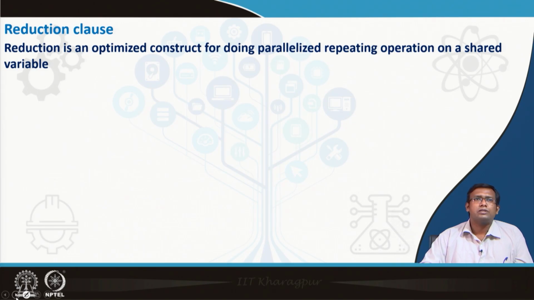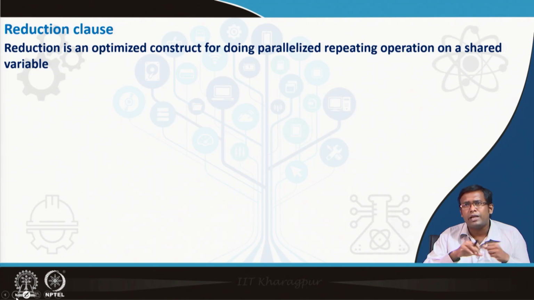Another very important clause is the reduction clause. Reduction is an optimized construct for doing a parallelized repeating operation on a shared variable, and it is often required. We will see an example later: one particular shared variable is there, and multiple threads are trying to do a summation of some data. Everybody gets its local sum, and finally these local sums are combined and a global sum has to be obtained. Or you need to find the maximum of a large number of integers, and many threads look into certain parts of the do loop, take some of the numbers and find the local maximum. Finally, you need to get a global maximum.